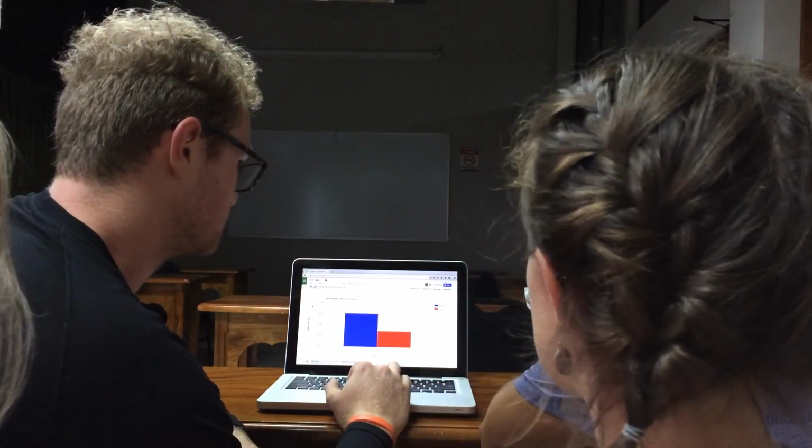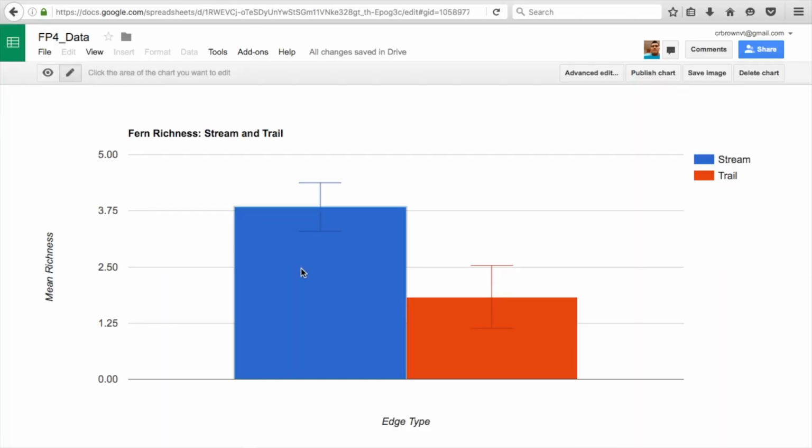So right here I have a graph for the fern richness for the stream and the trail. The stream's here in blue and the trail's in red. And as you can see, there's a much larger richness for the stream than there is for the trail. I put error bars on both of them, and as you can see, the error bars don't overlap. So I really think there's a difference in richness for ferns along the stream than the trail.